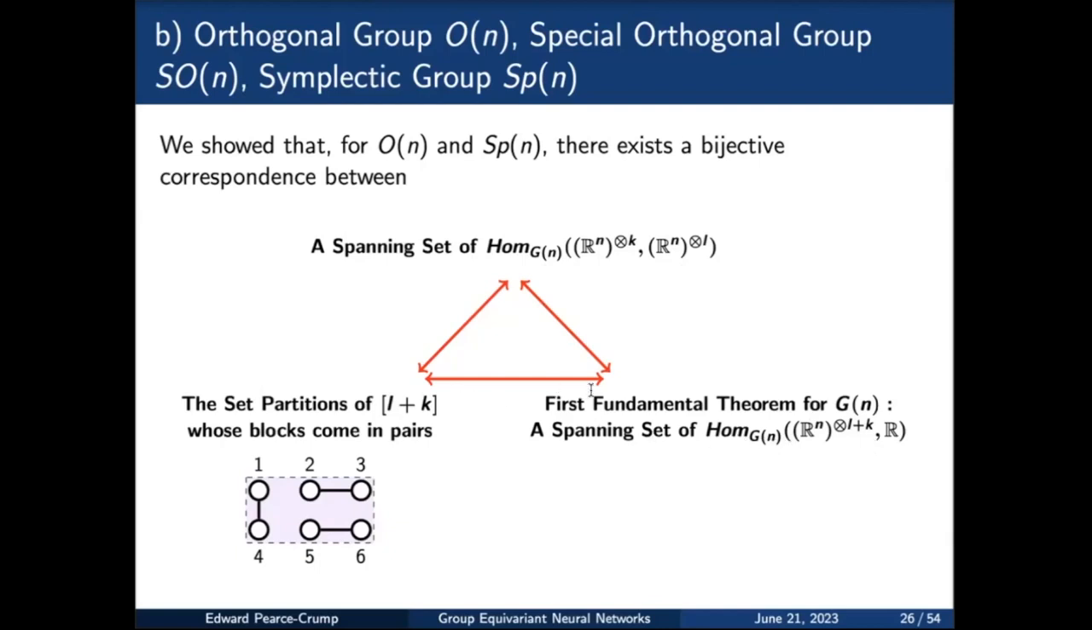And then from this bottom arrow, you have a correspondence between the spanning set you get from this space and set partitions again of 1 to l plus k, but the blocks now come in pairs. So here again, l at the top is 3, k at the bottom is 3, 1 and 4 are in the same block, 2 and 3 are in the same block, and 5 and 6 are in the same block. Notice specifically that we can pair across rows of vertices; we don't always have to go from top to bottom. And again we get a bijective correspondence this way.